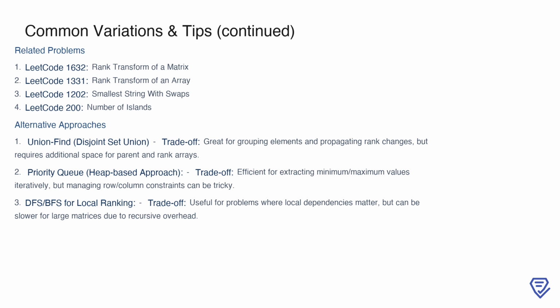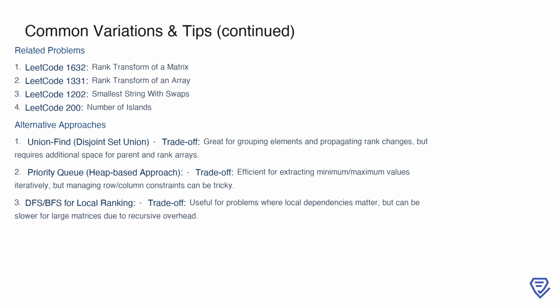Moreover, there are alternative approaches you can explore. Using union find, or disjoint set union, is a great way to group elements and propagate rank changes, but keep in mind that this method requires additional space for parent and rank arrays. Another option is a priority queue or heap-based approach, which is efficient for iteratively extracting minimum or maximum values. However, managing row and column constraints with heaps can be tricky.